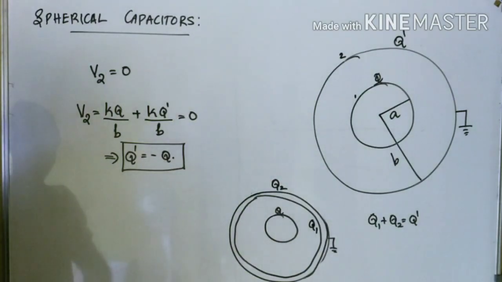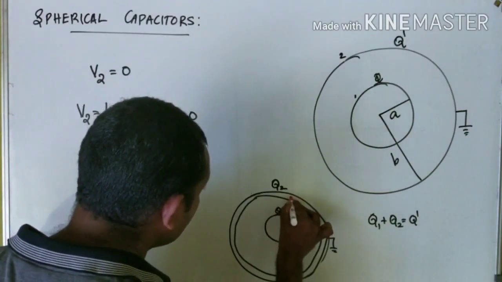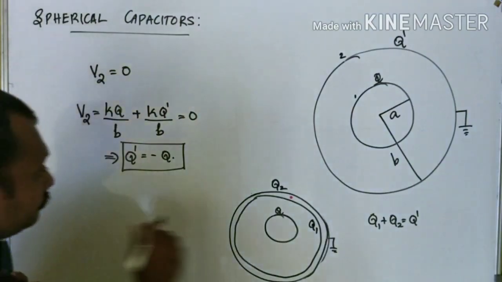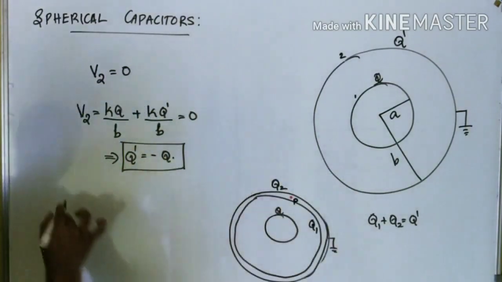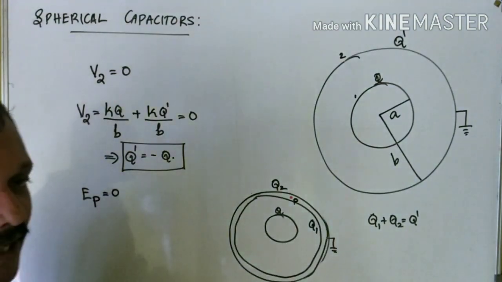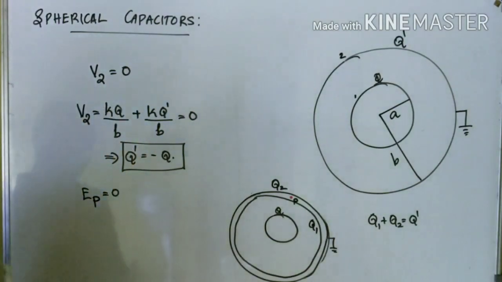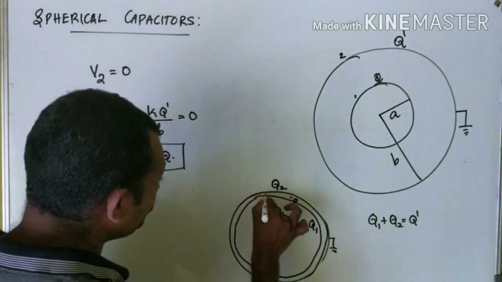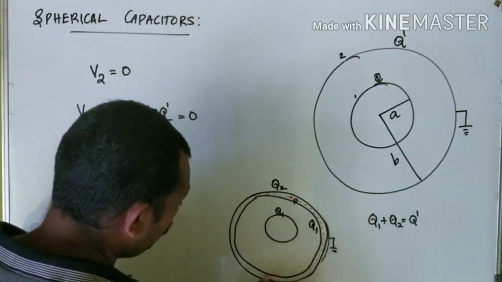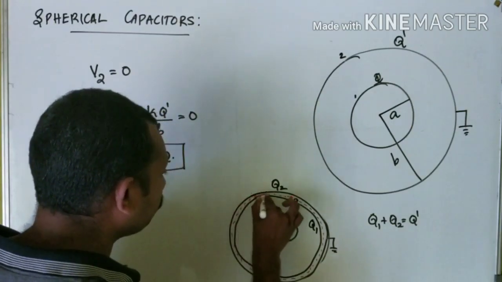Considering a point P inside the conducting part of the spherical shell, we know that the electrostatic field at the point P is equal to 0. Why? Because electrostatic field inside a conductor is 0. Now let me construct a Gaussian surface passing through the point P.